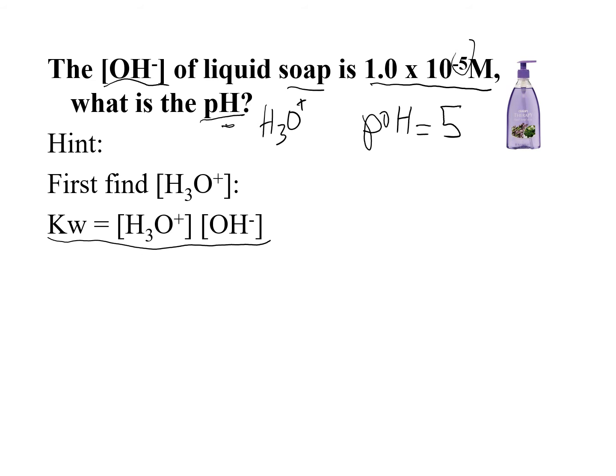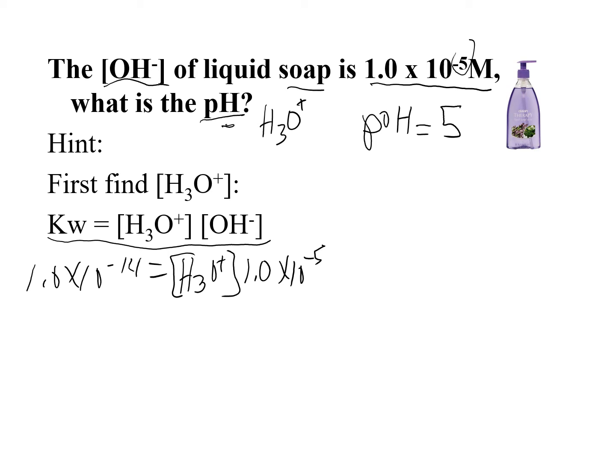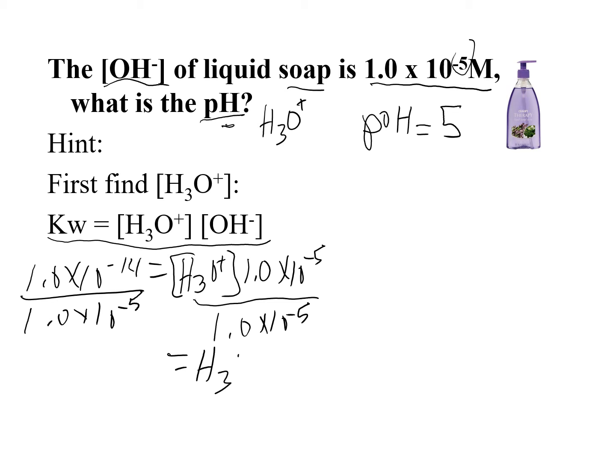Kw is equal to hydronium times hydroxide ion concentration. Kw is 1 times 10 to the negative 14th, which is equal to our hydronium ion concentration, which is what we're trying to solve for, times hydroxide, which is given as 1.0 times 10 to the negative fifth. So we can solve for hydronium by dividing both sides by 1 times 10 to the negative fifth. And then we can get hydronium ion concentration by itself. And then we have negative 14 minus a negative 5, which gives me 1.0 times 10 to the negative 9th.